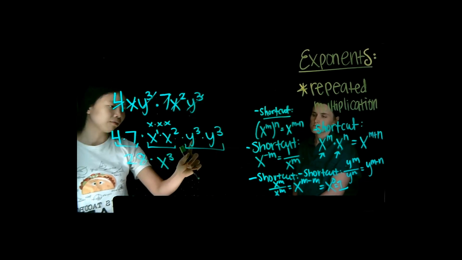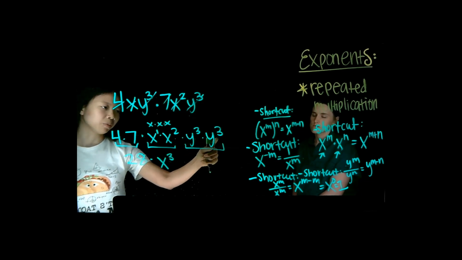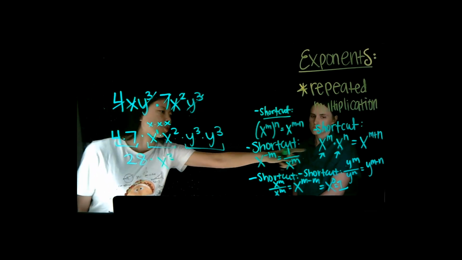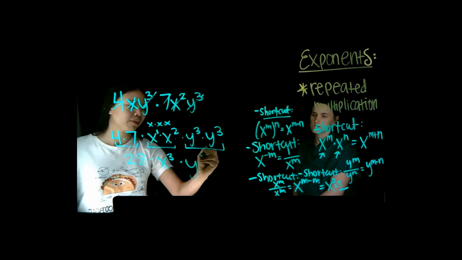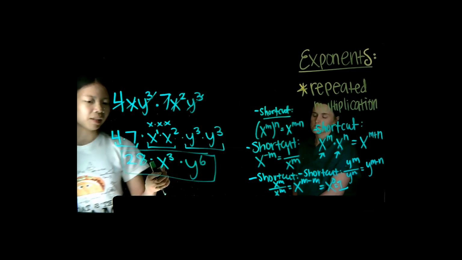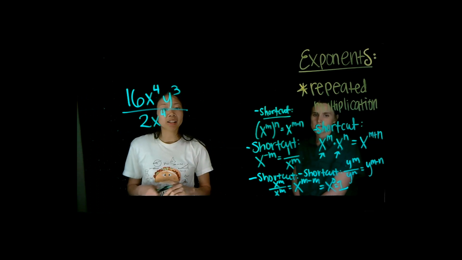Same thing here. I could write out 3 y's being multiplied and 3 y's being multiplied, or I can just use my shortcut here where I can just add them together. 3 plus 3 is 6. So my simplified version of this would be 28 times x to the third power times y to the sixth power.